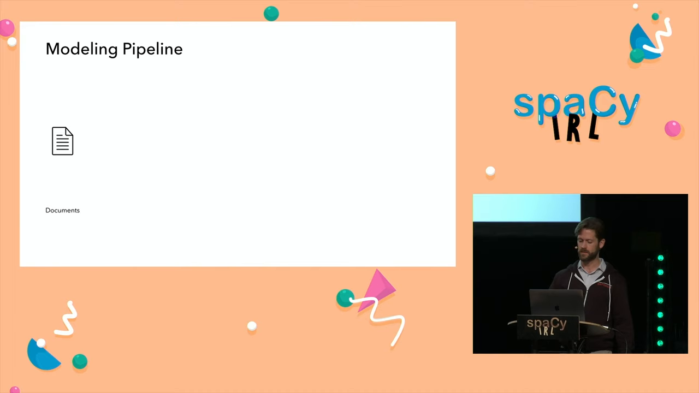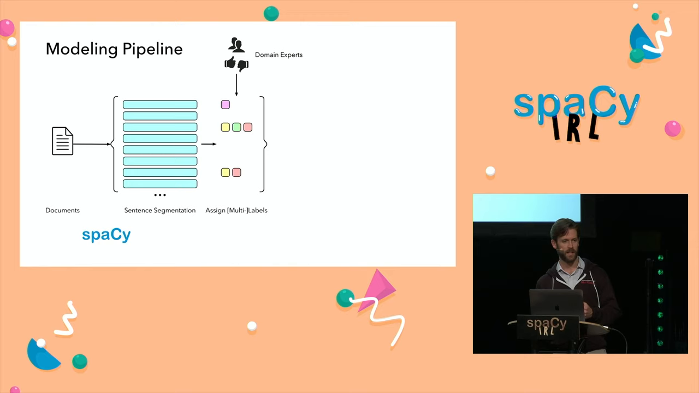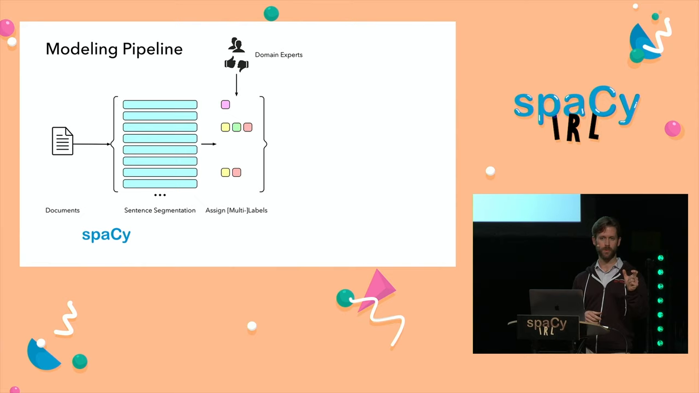We'll do some sentence segmentation here, so we're going to operate at sentence level. spaCy is super helpful for this kind of text pre-processing and sentence tokenization. We've framed this as a multi-label classification problem because the same sentence or span of text might be evidence for more than one ESG attribute or no ESG attributes at all. And we have domain experts on staff who will help us with assigning multiple labels to this data.